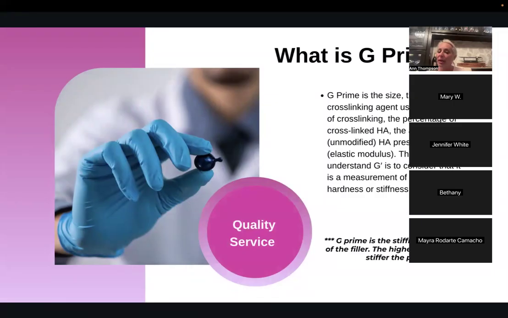What is G prime? G prime is essentially the thickness or the viscosity of the filler. That's the easiest way to describe it to your patients. A lot more goes into it. It talks about cross-linking, talks about how the molecules are strung. So a lot of things go into the definition of G prime. However, when I explain it to patients, I just let them know it's the stiffness or the thickness of the filler, so they know if it's a high G prime product, it's going to be a thicker product in general. And if it's a low G prime product, it's going to be a thinner product.